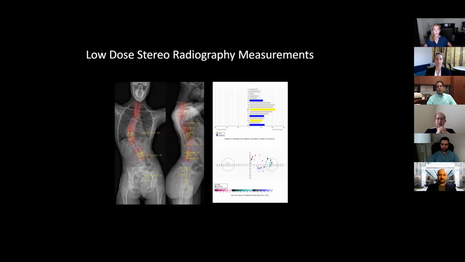We like to use the low-dose stereoradiography measurements to plan our surgery, understand the sagittal plane, where the apical rotation is, and really form a preoperative plan.